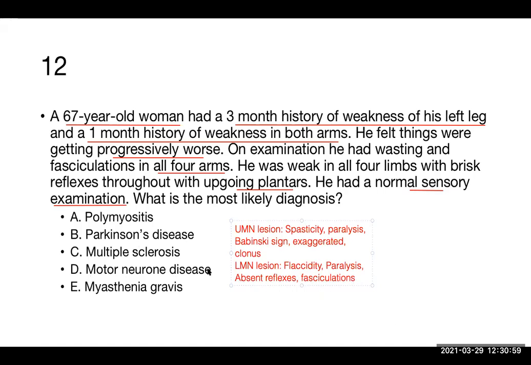So clearly, a combination of upper motor neuron and lower motor neuron features is a hallmark of motor neuron disease. Amyotrophic lateral sclerosis is the wonderful example here.